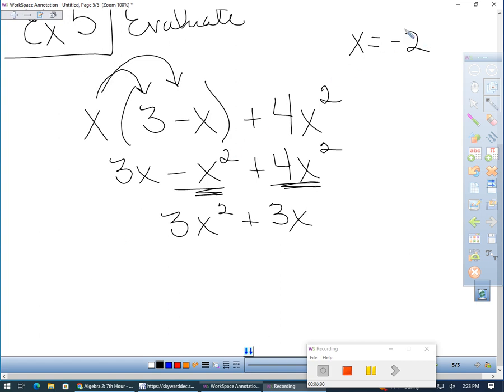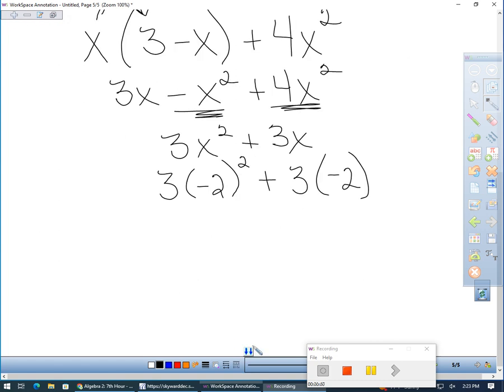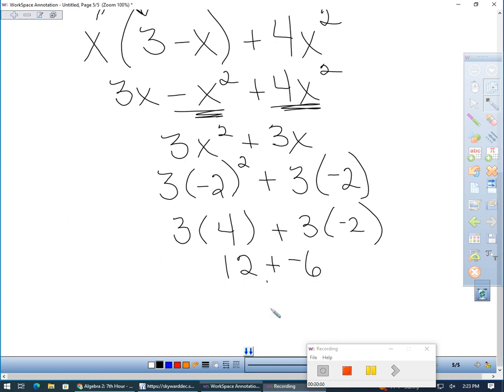Okay. So now we're going to plug negative 2 in because we've got it simplified. So I have 3 times... anywhere there's an x, I'm going to plug in negative 2. And then we're going to follow order of operations. So in order of operations, we do our exponent first, right? So negative 2 squared is going to give us how much? 4. And then we multiply and divide left to right. So 3 times 4 is 12. Plus 3 times negative 2? Negative 6. So what is 12 plus negative 6? 6.